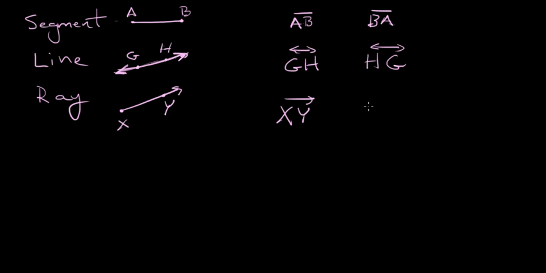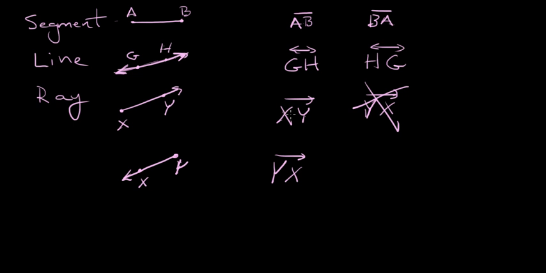I cannot say YX like that. That won't work, and the reason is because when I name a ray, I have to start with my endpoint. That has to be the first letter. So if I want to talk about ray YX, then I would draw something like this. Here is point Y. Here is point X. So the line starts at Y and passes through X. So I would say YX with that ray symbol over top.